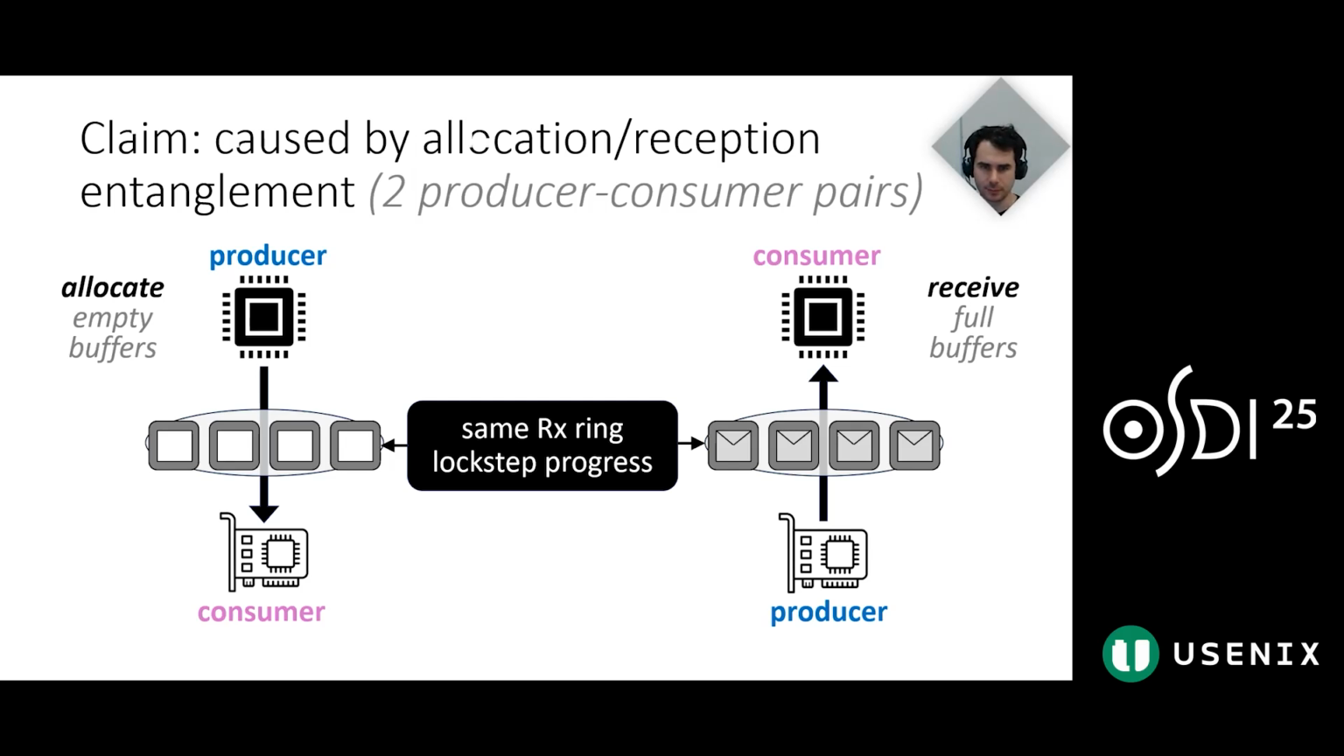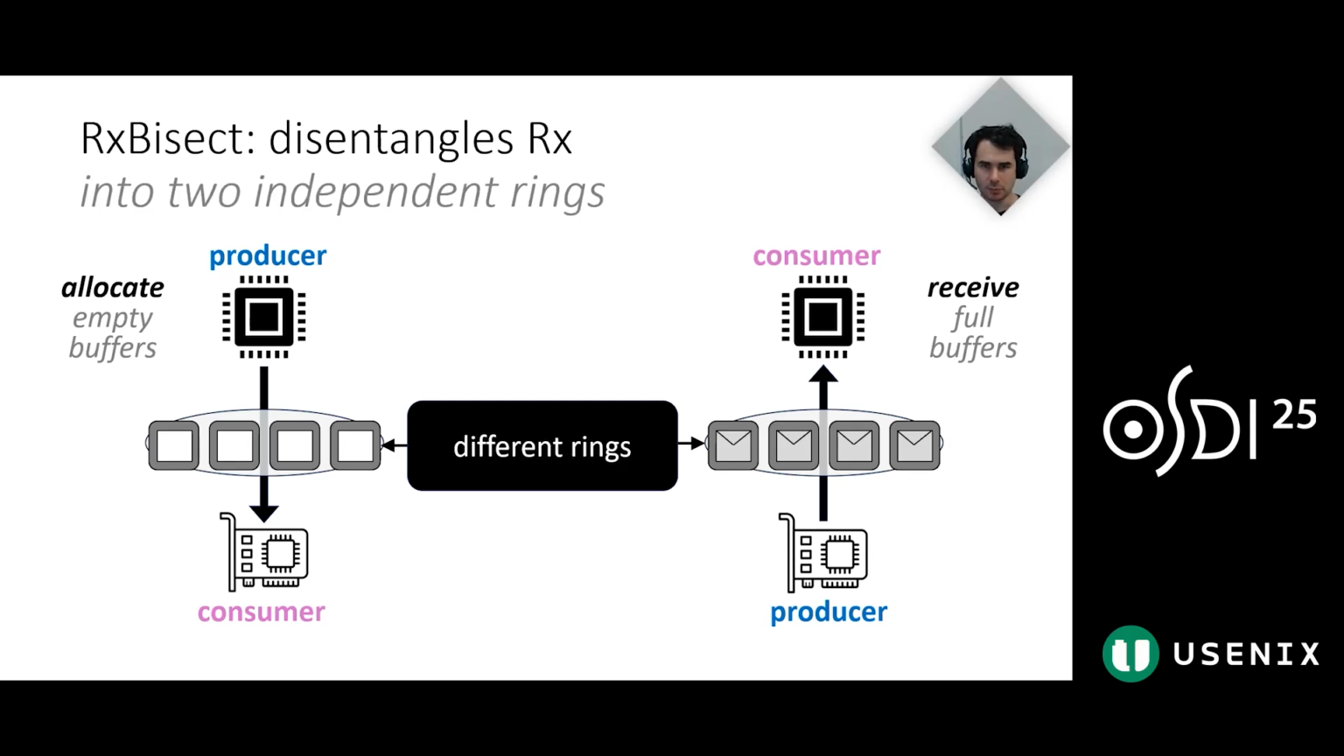In other words, progress in the packet reception consumer-producer structure necessitates progress in the buffer allocation consumer-producer structure. To solve this problem, we present rxBisect, which disentangles the two producer-consumer structures of receive rings into separate rings. We call one ring AX, which stands for allocation ring, and it consists of empty buffers produced by the CPU and consumed by the NIC. We call the other ring BX, which stands for bisected reception ring, and it contains packets produced by the NIC and consumed by the CPU.